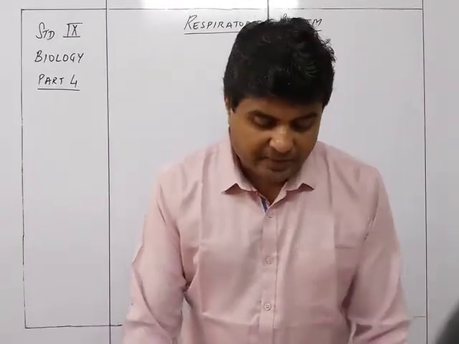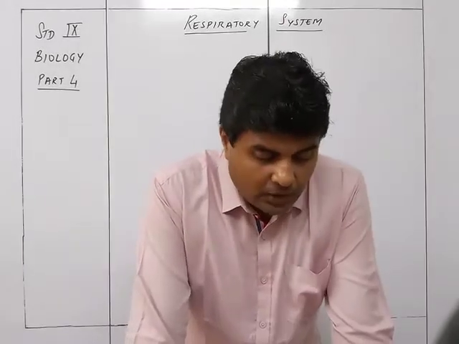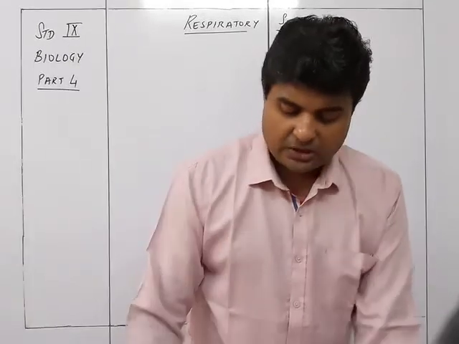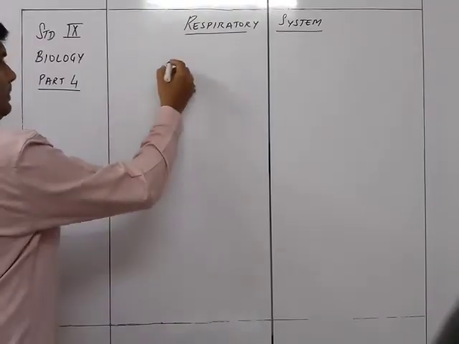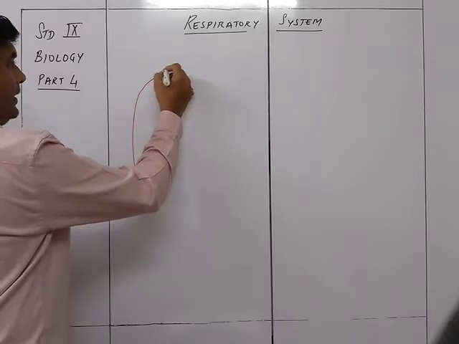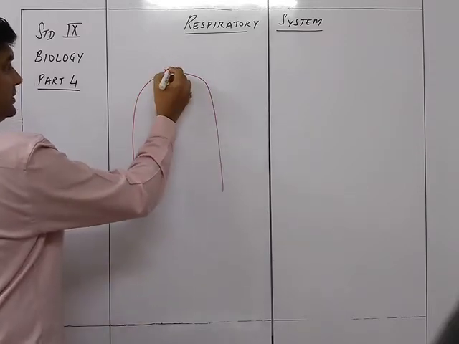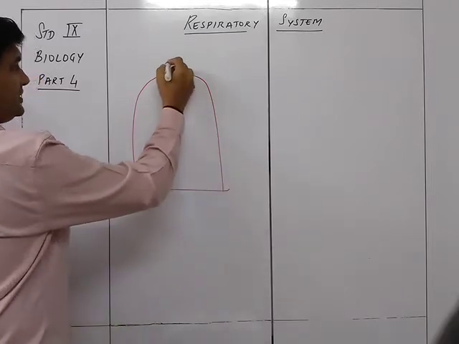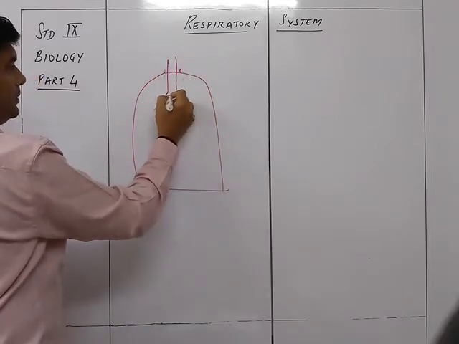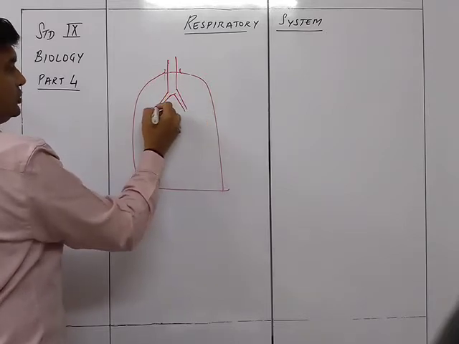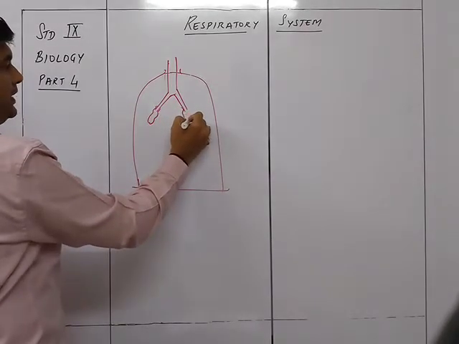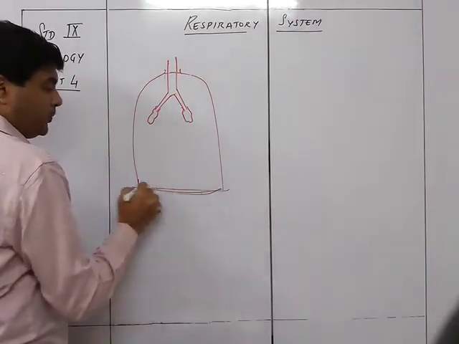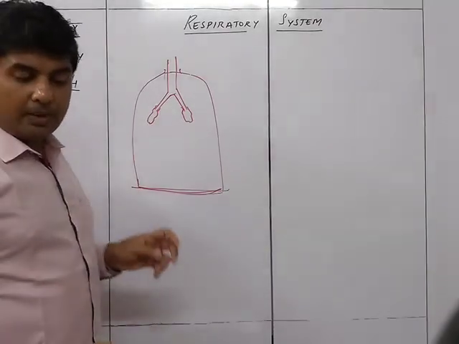We move on to the third experiment, to demonstrate the action of the diaphragm during breathing. In this case, we are taking a bell jar, and you are going to place over here a tube like this, to which you are going to attach the balloons, and over the bottom you are going to put a stretched rubber sheet.